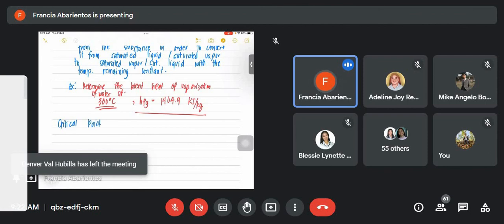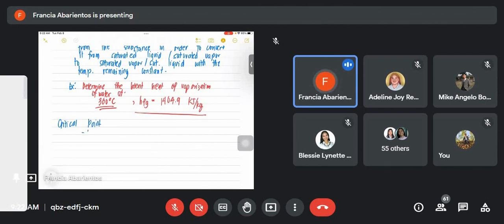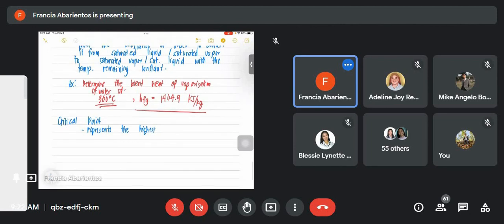Ano class sa critical point? So, it represents the highest pressure and highest temperature at which liquid and vapor can coexist in equilibrium. Ayan.